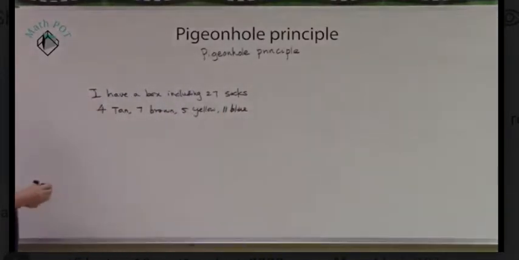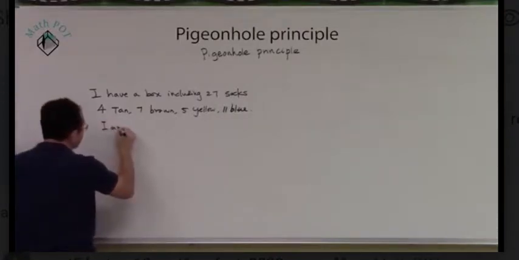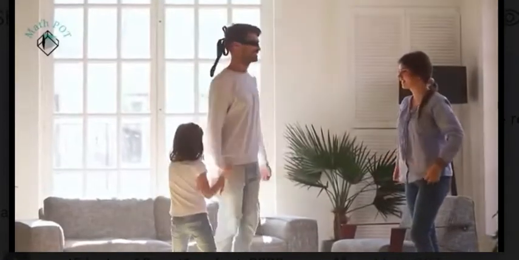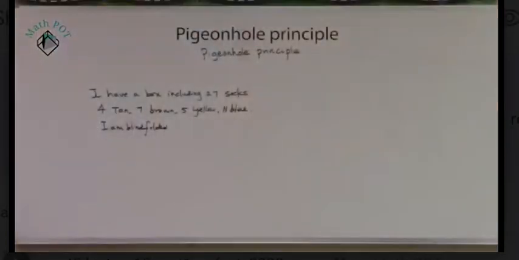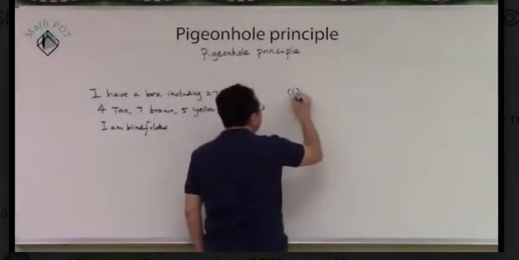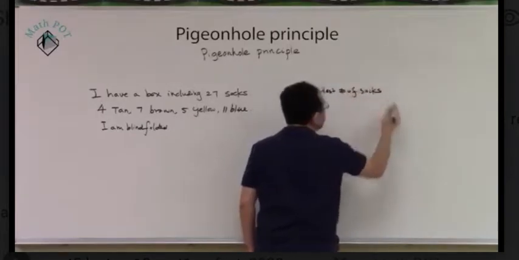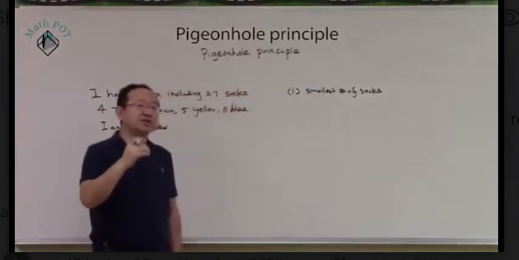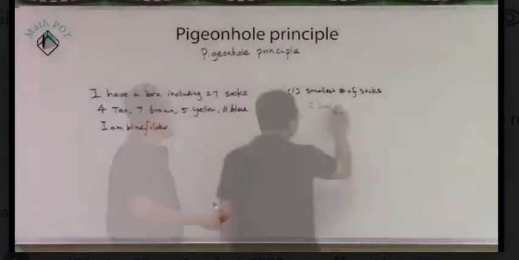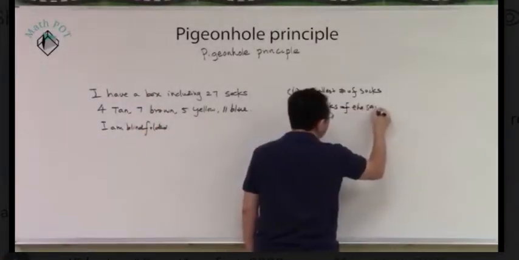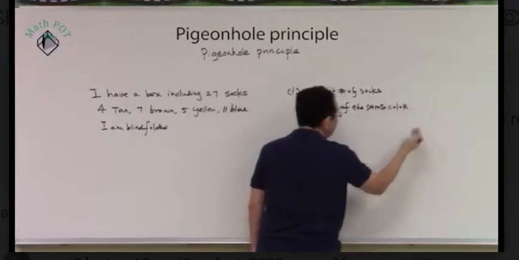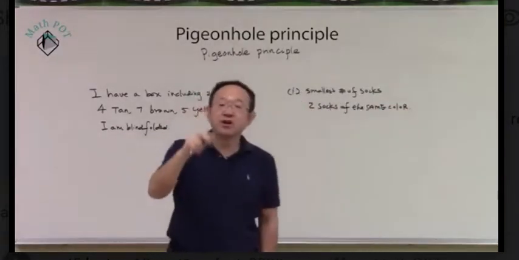Assuming I am blindfolded, first of all, let's try to figure out the smallest number of socks I need to pick to guarantee I have two socks of the same color. So first, let's figure out the smallest number of socks I have to pick to be absolutely certain I have two socks of the same color. Which color doesn't matter, but I need two socks of the same color.